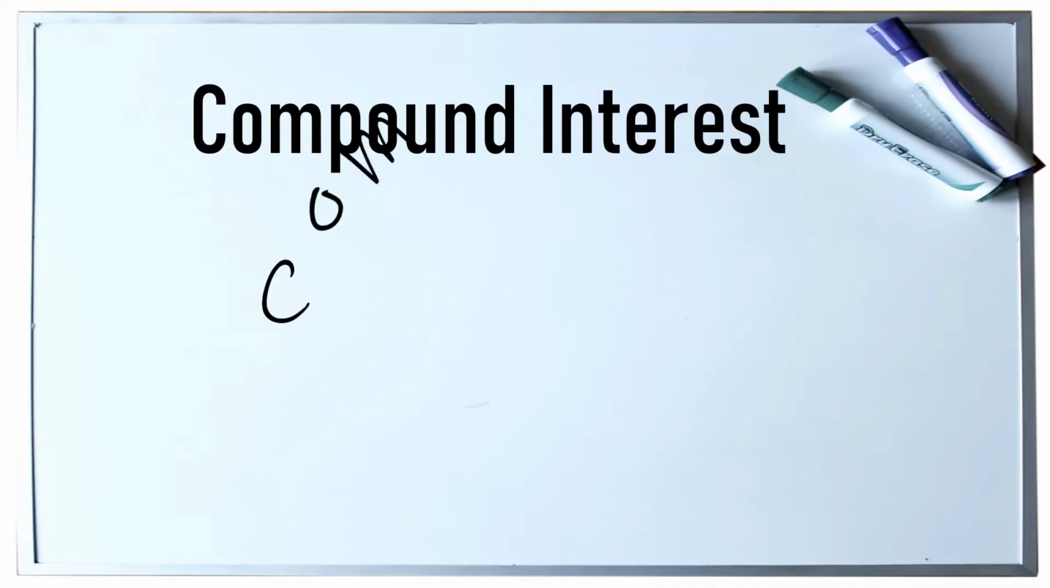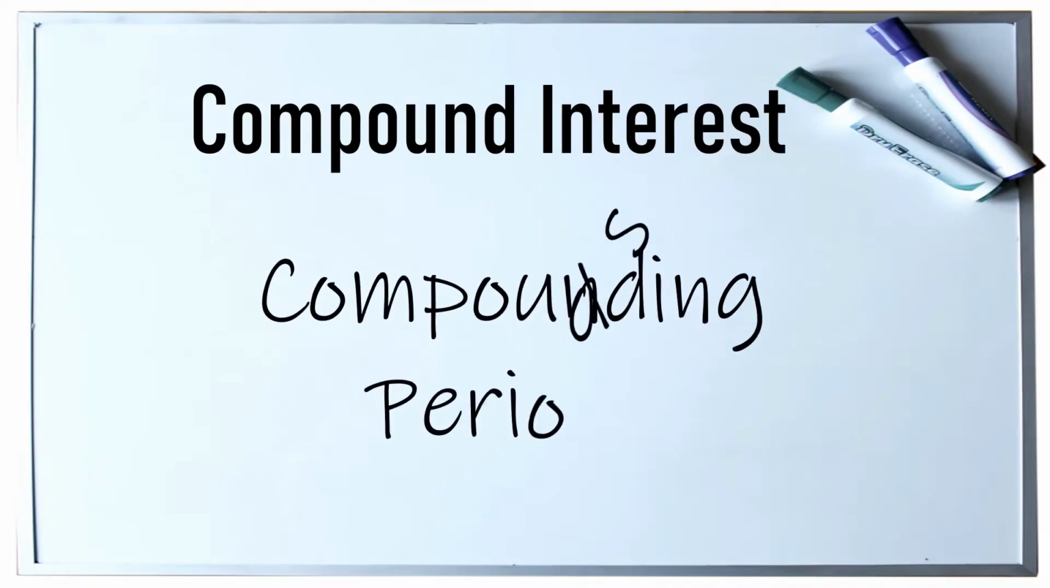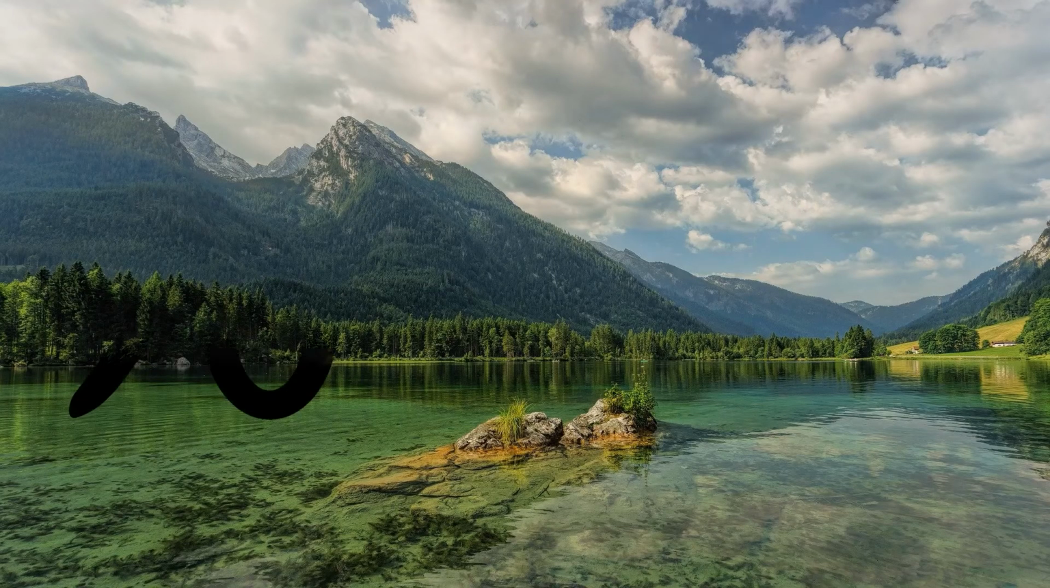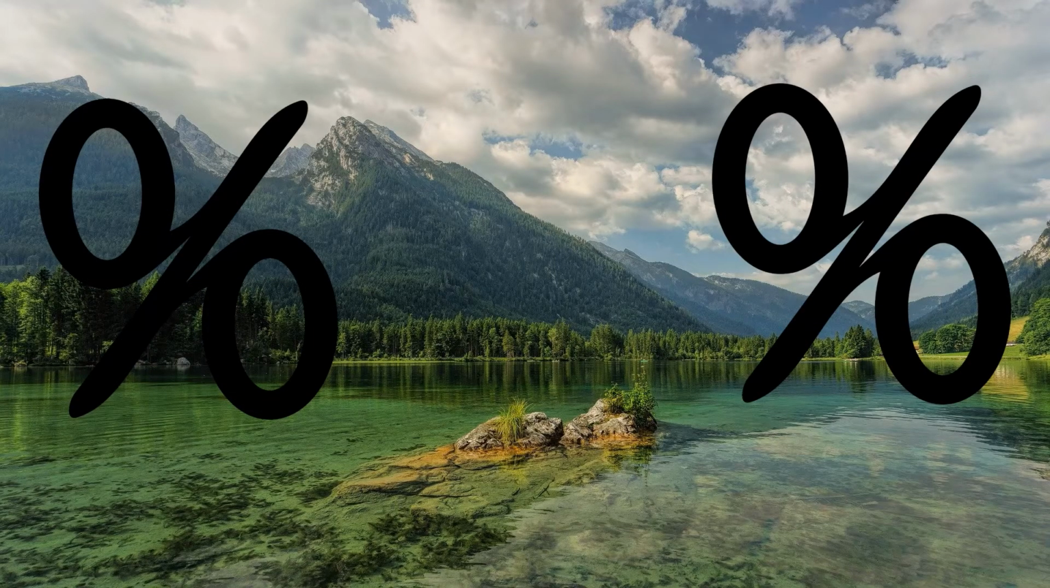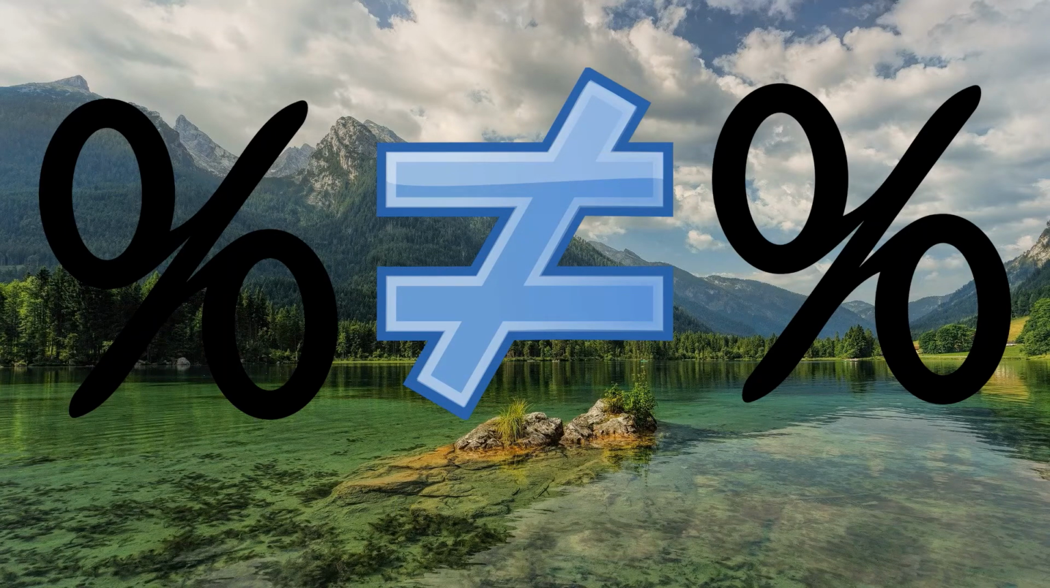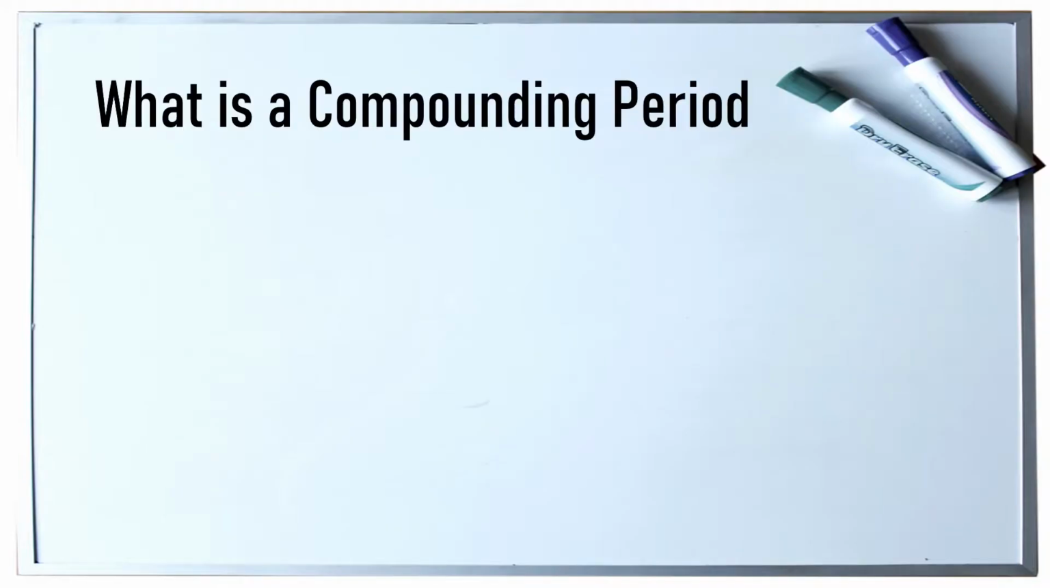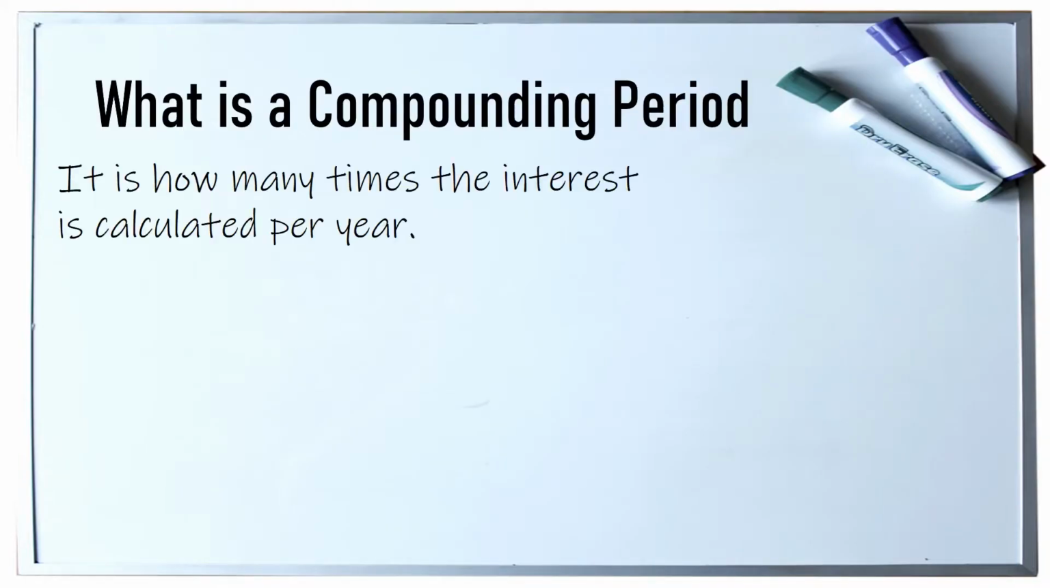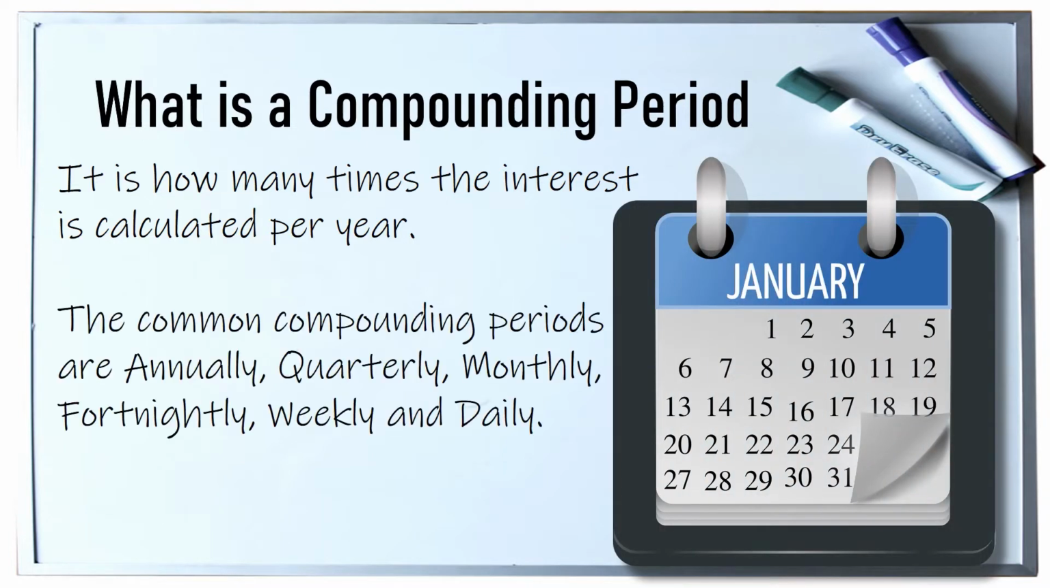Compound interest: compounding periods. Sometimes two interest rates may look the same, but in fact they're not equal to each other. One of the reasons might be that the compounding periods might be different. A compounding period is how many times the interest is calculated per year. The common compounding periods are annually, quarterly, monthly, fortnightly, weekly, and daily.